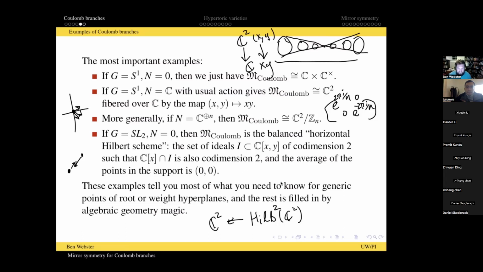Right, I think of S1 as a subgroup of C star. So when I say the usual action, I mean thinking of S1 as like U1. And in the third case, you have it on any direct sum, and you have this rotation action of G.